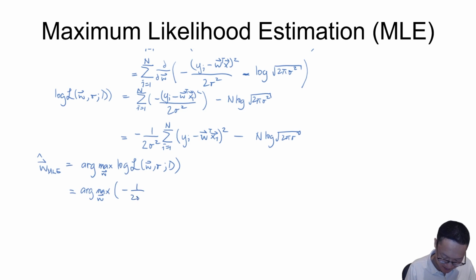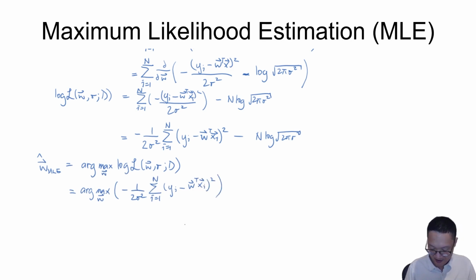So here's what I'll do. I'm going to write down the first term, which is a sum of a bunch of terms: yi minus w transpose xi squared. And then I'm going to ignore the second term, the n log 2 pi sigma squared term, because that term doesn't depend on w. If something doesn't depend on W, it's not going to affect what W will maximize the entire expression. So we only have to consider the first term.